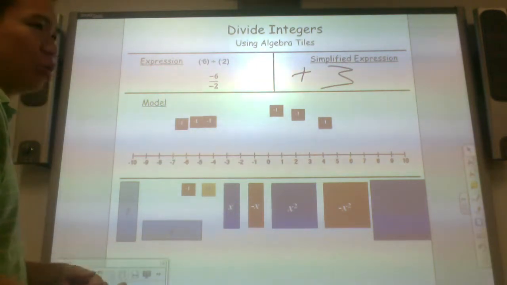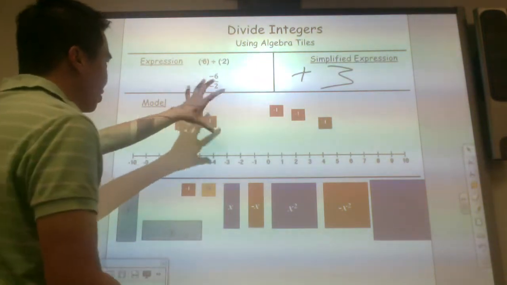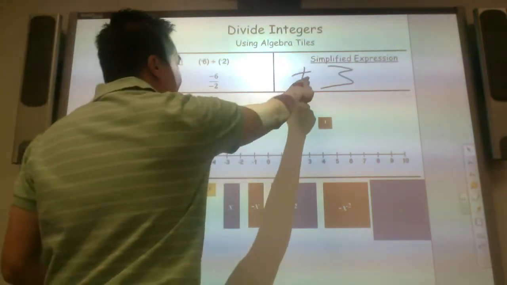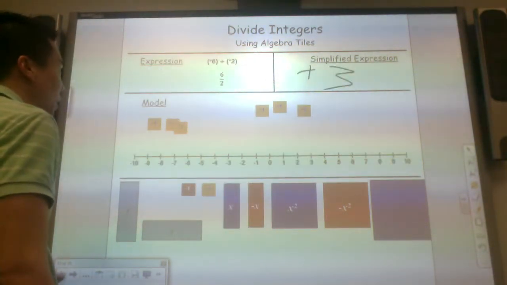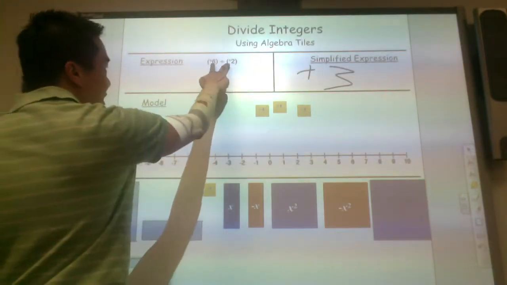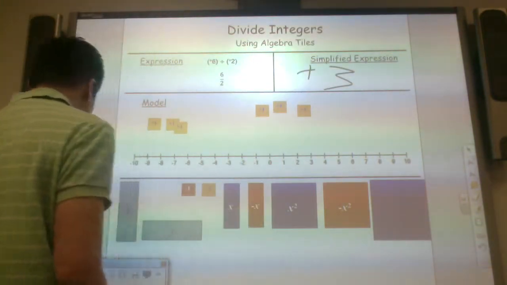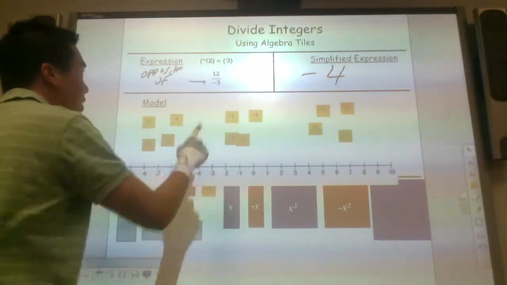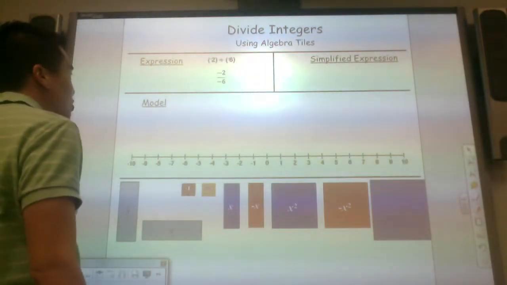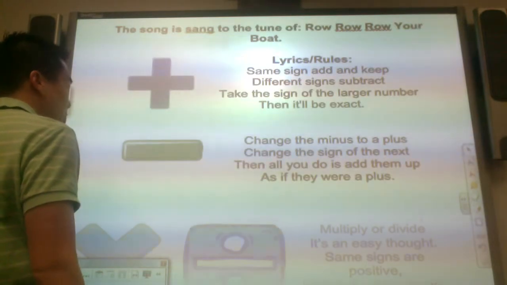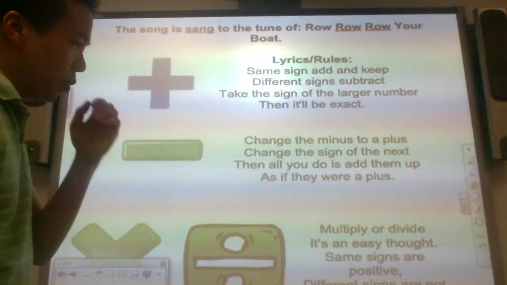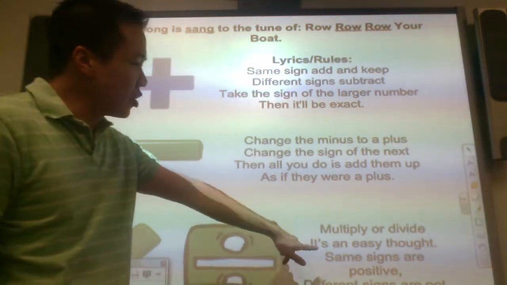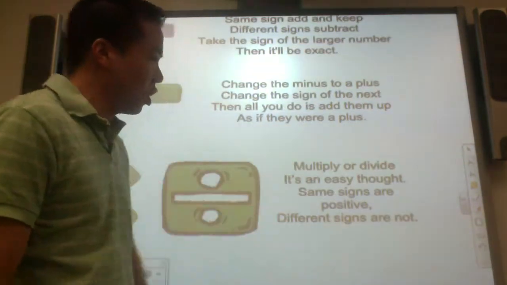But you know what? I want to generalize some rules, so I don't have to keep on talking about opposite of it. When the signs are the same, it seems like it's positive. Is that always true? Let's see. Let's go back here. Signs are the same, positive. Signs are different, they are negative. So in our song we have, multiply or divide, it's an easy thought. Same signs are positive, different signs are not.